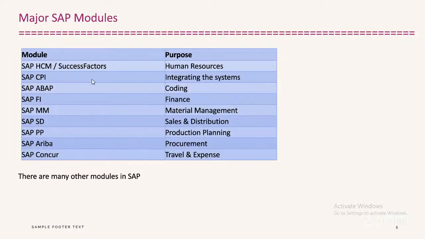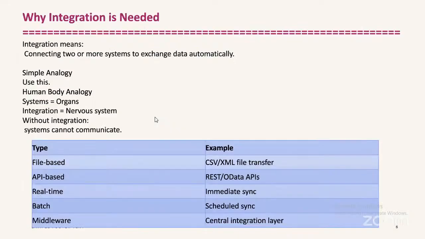Once PIPO completed its era, a new era began with CPI, which is completely cloud-based. Now we have ABAP for coding, FI for finance, material management. Like this, we have many modules in SAP. These are the main modules I would say, but not only these, there are many other modules in SAP. So now we need to know why integration is required.